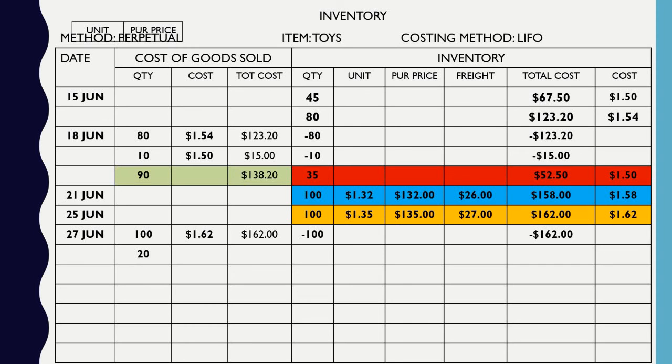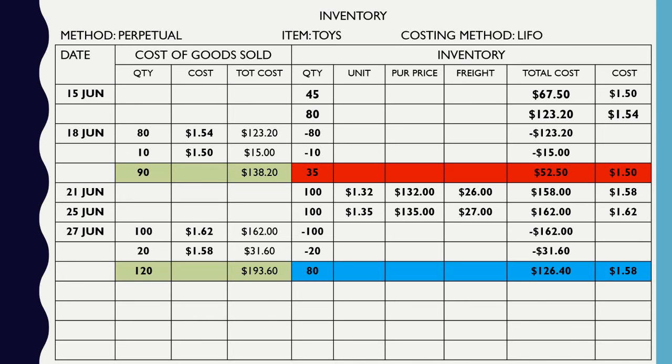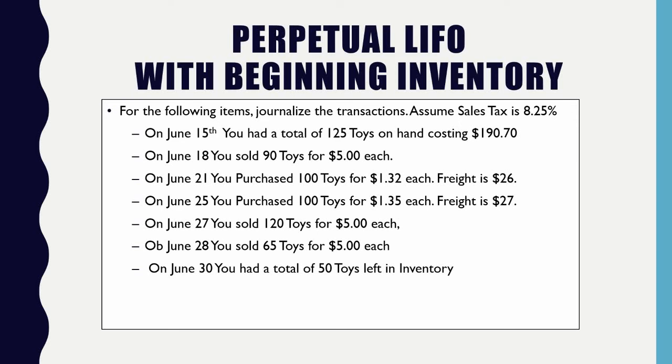All right? That means I still have to sell 20 more units. So that's going to give me $1.58 because now I'm dipping into my blue batch here. And I need to calculate how much 20 units are, and that will give me $31.60. So we subtracted that out. So now in my blue batch, I should have 80 units remaining at a grand total of $126.40. Okay? And I tallied up my totals here for that 120.